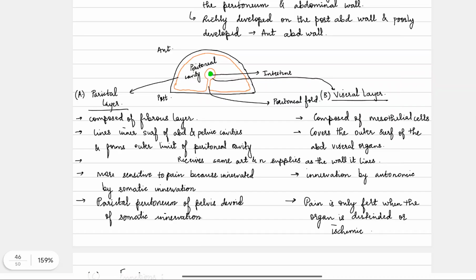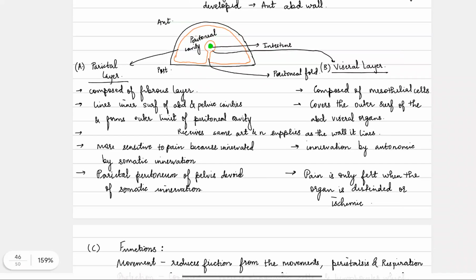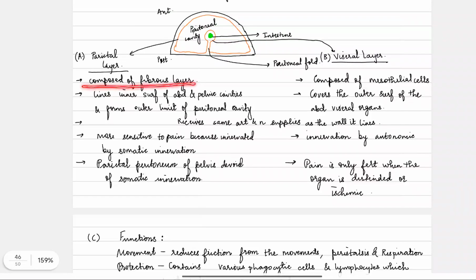Now, see, anterior side, posterior side. This is the parietal layer, and this is the peritoneal fold, and this is the visceral layer. The visceral layer covers the organ, bounds the organ. This is the peritoneal fold, and this is the parietal layer. Now, the parietal layer is composed of a fibrous layer.